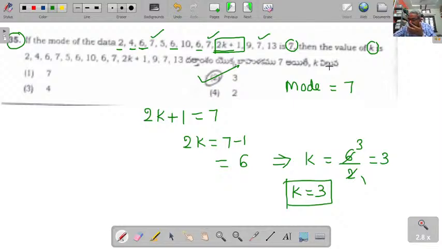Yes, absolutely correct. 2k plus 1. Because 6 is already repeated 3 times and 7 is repeated 3 times, in order for the mode to be 7, it must be repeated more than 3 times, that means at least 4 or 5 times. So 2k plus 1 must be equal to 7 itself. By solving this linear equation, we get the k value. That is our value. Right.